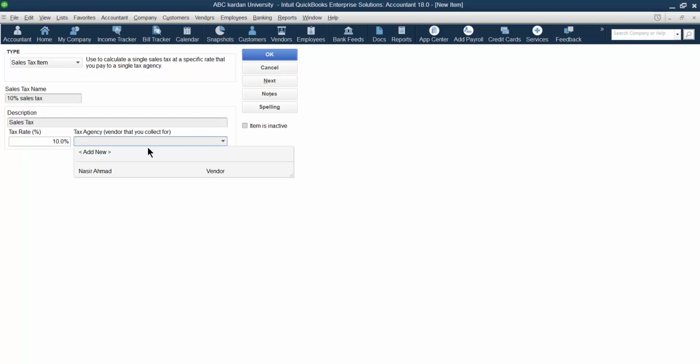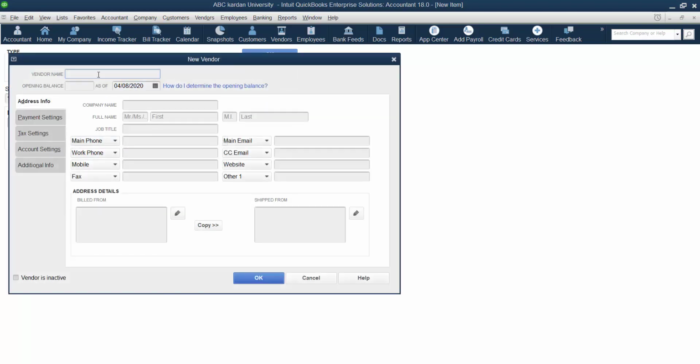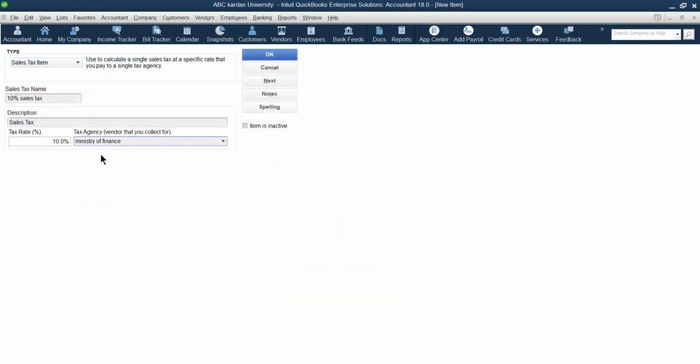Usually, of course, we pay tax to the Ministry of Finance. So even this one is a kind of vendor. In the next video, we will talk about the vendor, how to create your vendor. But for the time being, let me make one vendor quickly. For example, we are paying this one to the Ministry of Finance. The Ministry of Finance is collecting our tax, so we have to create it in that way.